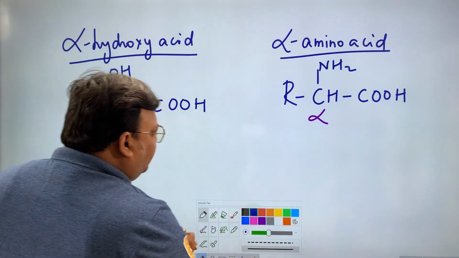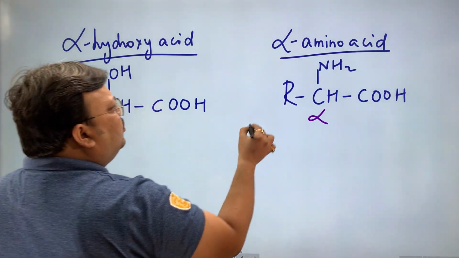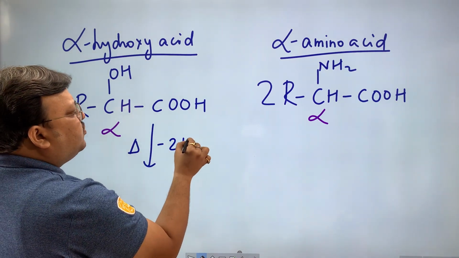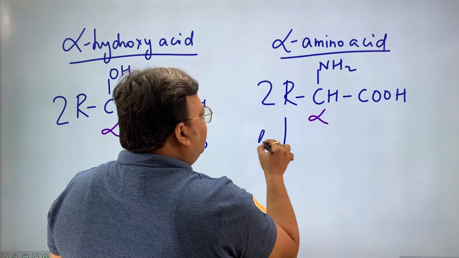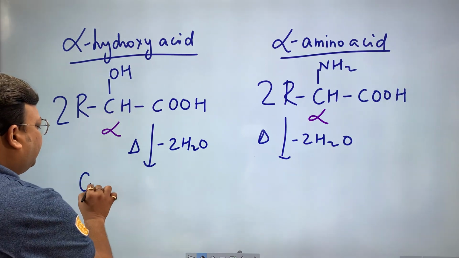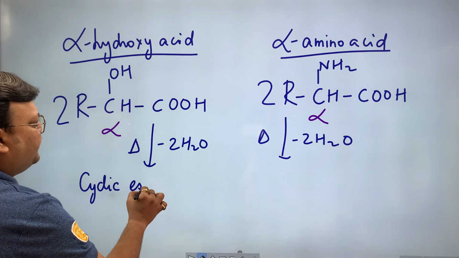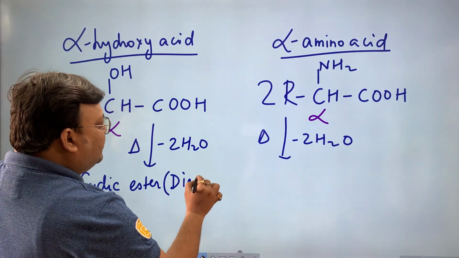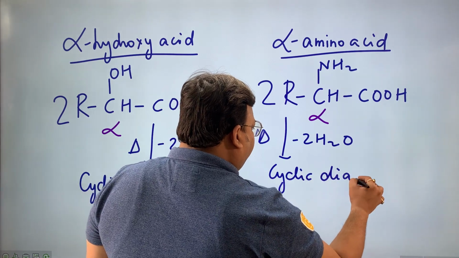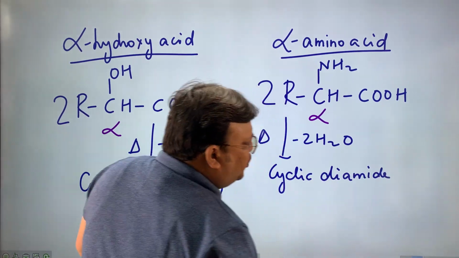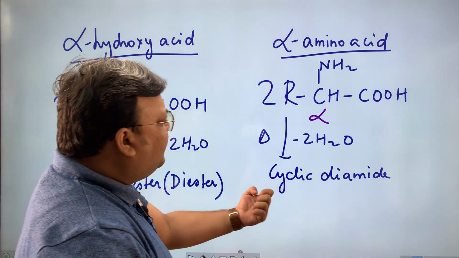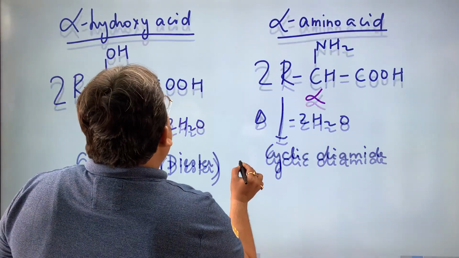Now 2 moles of alpha hydroxy acid or 2 moles of alpha amino acid, you will see very similar results. On heating, they would lose 2 moles of water. So 2 moles would lose 2 moles of water to produce what's called a cyclic ester, which is basically a diester, or a cyclic diamide. Cyclic diester or a cyclic diamide. We'll see in both the cases the product is going to be very similar. Loss of 2 moles of water producing a diester or a diamide, cyclic diamide. And let's quickly see an example.